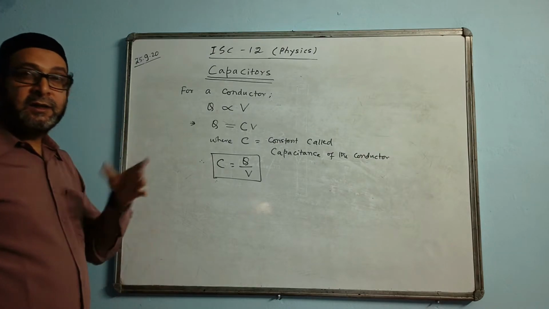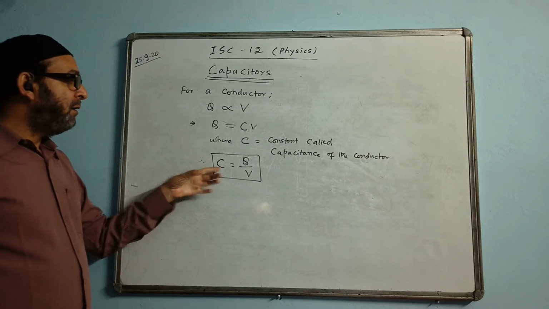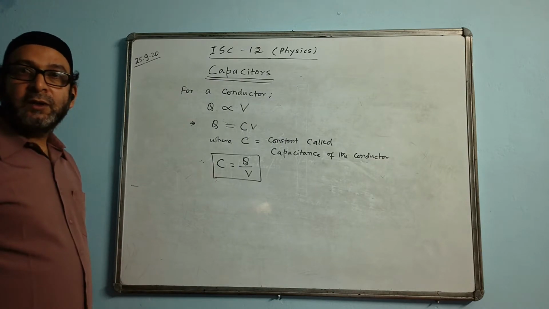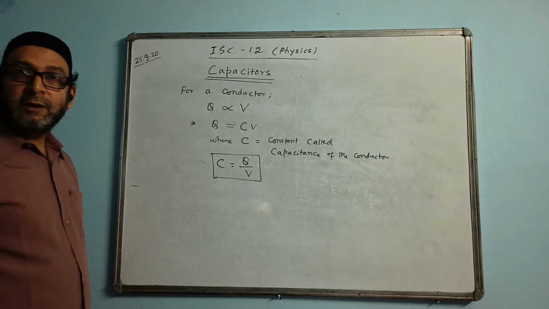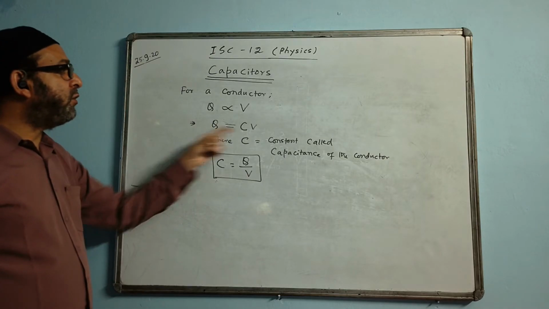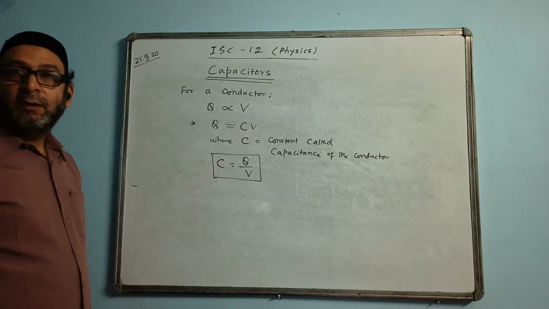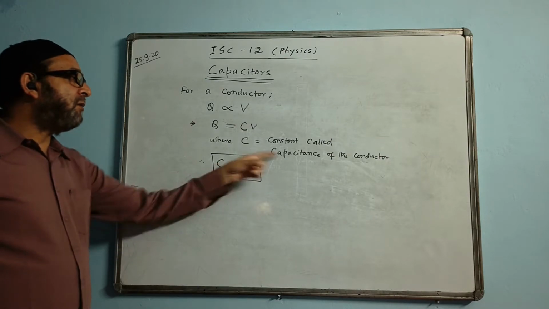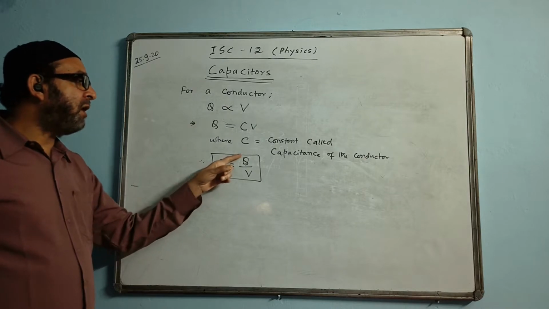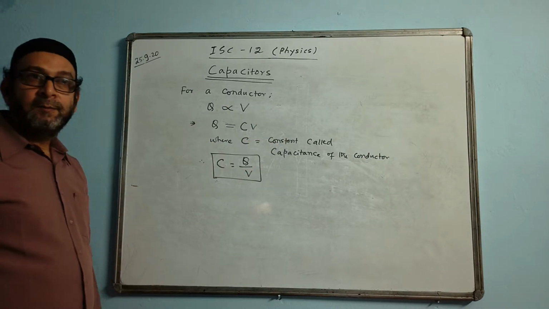It is like resistance, capacitance. These are the kind of constants. When we have V equal to IR, then R is the constant called resistance. In the same way, when we have Q is equal to CV, then C is called capacitance. So the definition of capacitance we will give like this: it is the ratio of charge to the potential of a conductor.